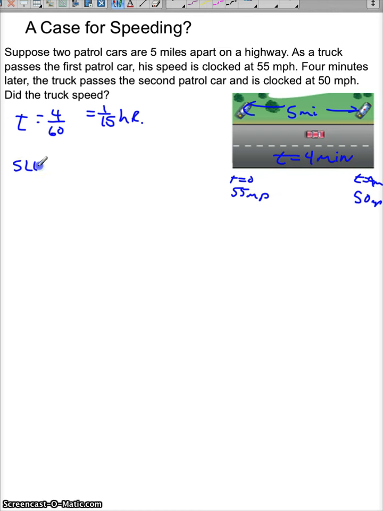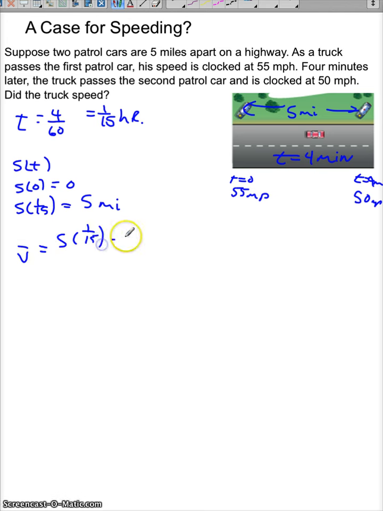Let's let s of t equal your distance function traveled by you. And I know s at 0 is 0 because you haven't moved anywhere. This is just when you first cross the plane. And then s at 1/15 is how far you traveled, and that's, of course, 5 miles. Okay, so the average velocity, and you're going to use a bar for that, is s at 1/15 minus s at 0 divided by 1/15 minus 0. So this becomes, just do a little bit of algebra, 75 miles per hour.